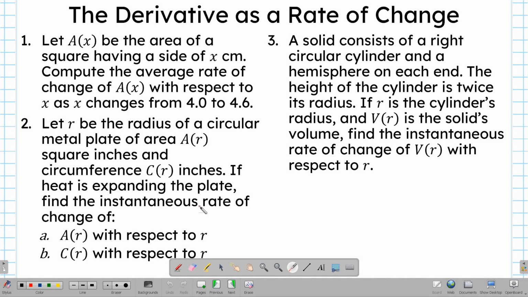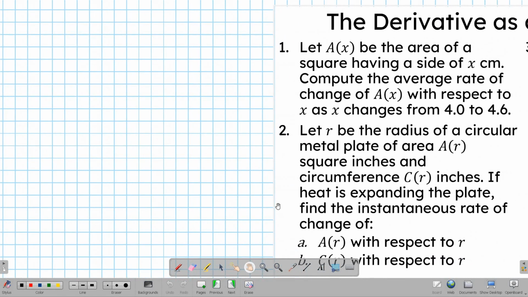So let's have a specific example. In 1a, we are asked to find the average rate of change of A of x with respect to x as x changes from 4 to 4.6. So in number 1, we have, say, a square. Imagine this is the square that we are talking about, with 4 units on the side, x equal to 4, changing to 4.6.